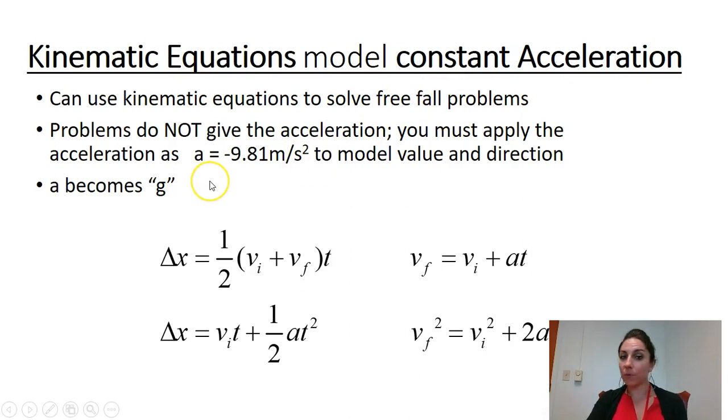They won't give you this value. They assume you will recognize it as free fall, and you can make the assumption. I put the negative sign there because unless it says otherwise, we're going to assume it's downward. So all these a's are known. And that's the biggest difference in what we did earlier versus now. We know acceleration for all problems.